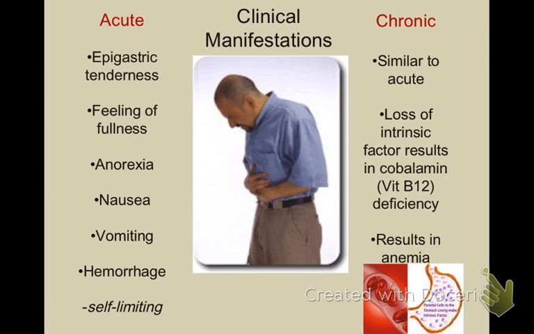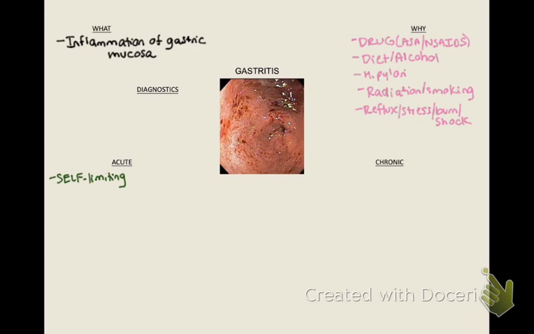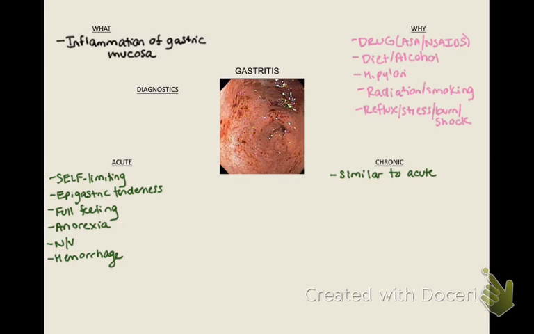Does this go to acute first? Okay, so acute is going to be self-limiting with epigastric tenderness, a full feeling, anorexia, nausea, vomiting, hemorrhage, and then we'll go back to chronic.